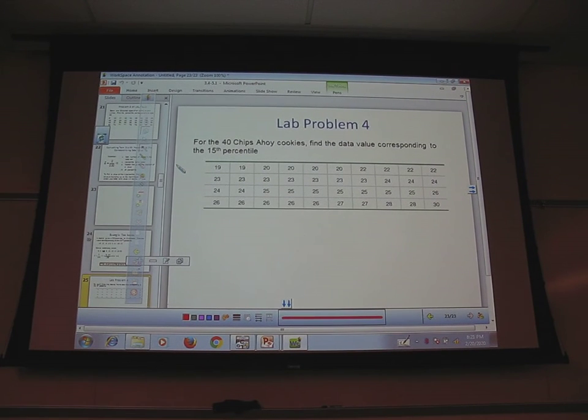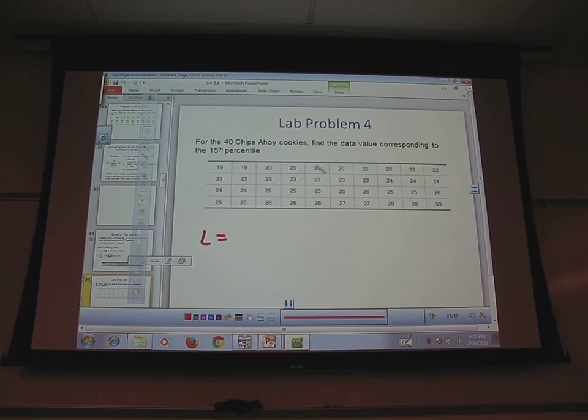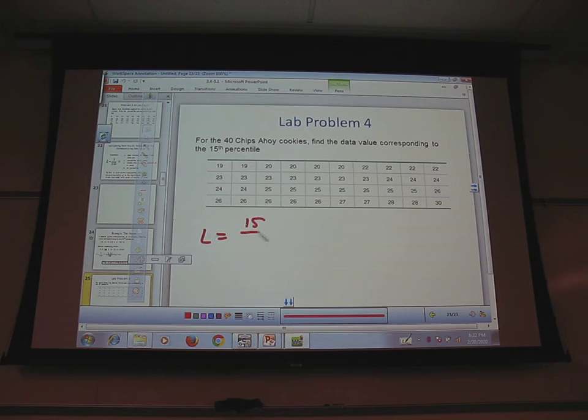Okay, so let's see. We have L, the number of people that are lower than you, is equal to the 15th percentile out of 100. Right, 15%, 15 over 100, times N. How many are there? 40 people.